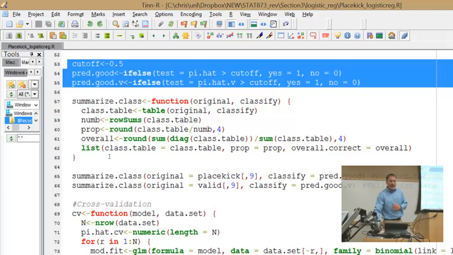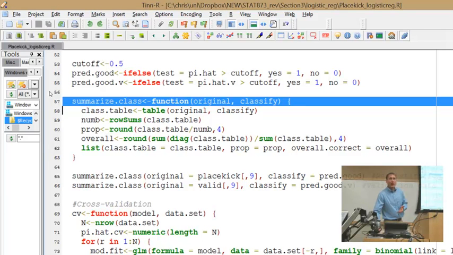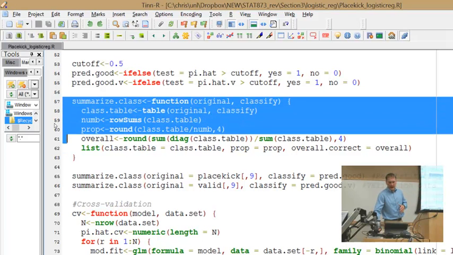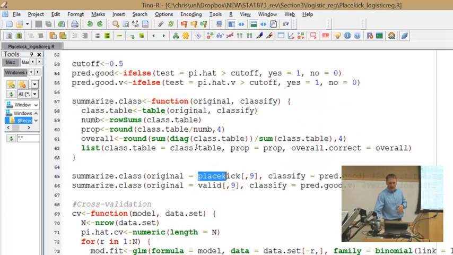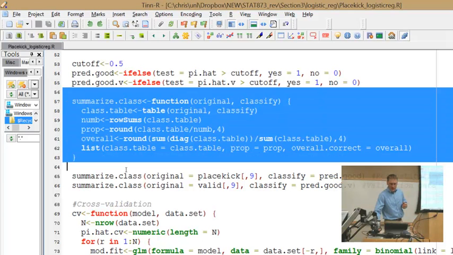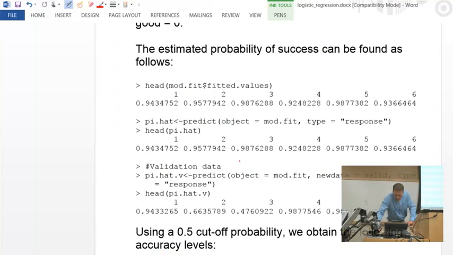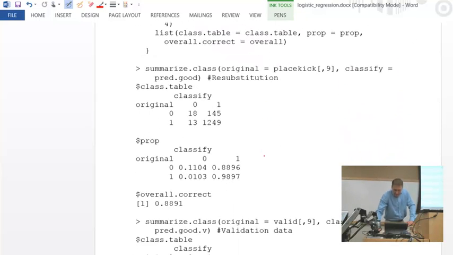Okay. Now that I have successes and failures predicted, I want to look at how good my statistical method is. Remember my summarize.class function from discriminant analysis and the nearest neighbor classification? I can apply this exact same function here to come up with a summary table of the true values versus their classifications. Actually, let me go over here to Word, because I've already done that, and then I can write on this. So for the actual model, the actual training data set itself, this is what I get.